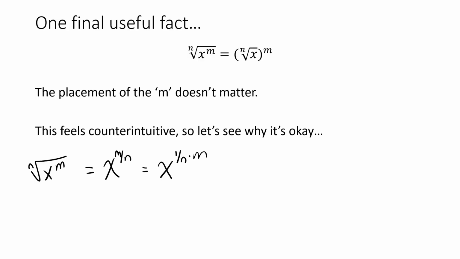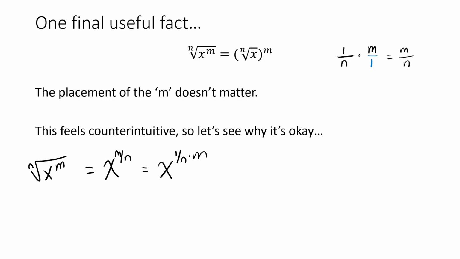Okay, and I want you to just look at that for a second, so that you're convinced that that is actually a true thing. And if you need a little help, if you have 1 over n times m, well, m is equal to m over 1, and then we just multiply fractions going straight across. So 1 times m is m, and n times 1 is n.